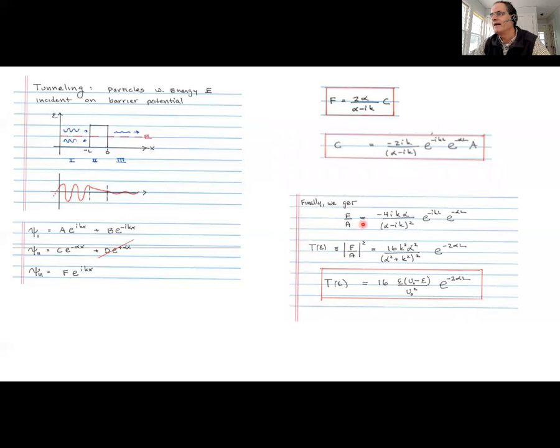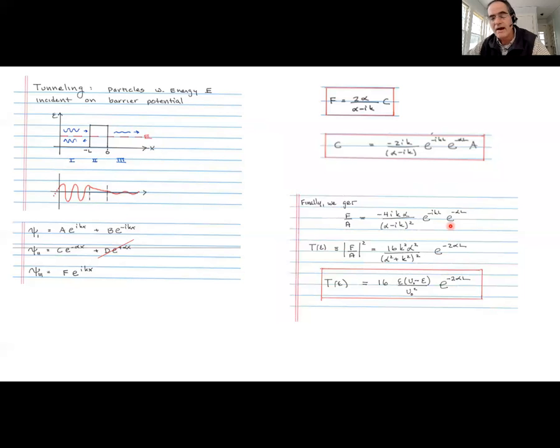So finally, combining these two expressions and then dividing both sides by A, we get the following. F over A is equal to minus 4ik alpha over quantity alpha minus ik squared times e to the minus ikL times e to the minus alpha L.